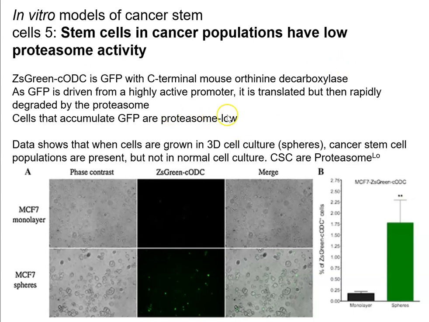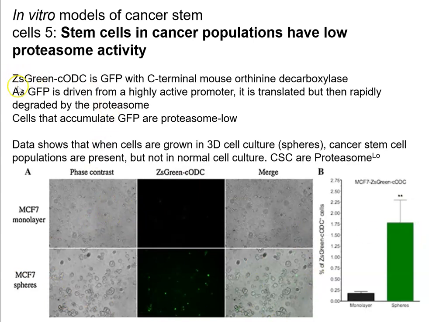So the proteasome, cancer stem cells or the stem cell population seem to have a very, very low level of proteasome activity, and we can visualize that in this model. Although this is not my data, we've generated very, very similar data to this. It's just that I didn't have quite a nice figure to hand.